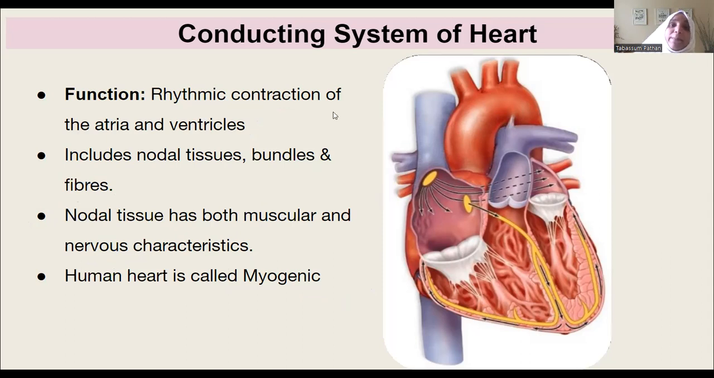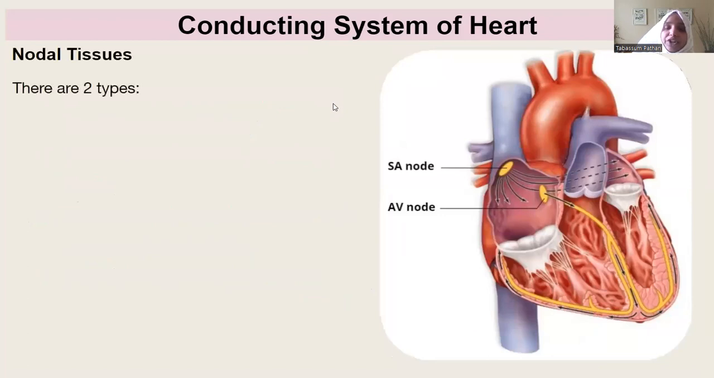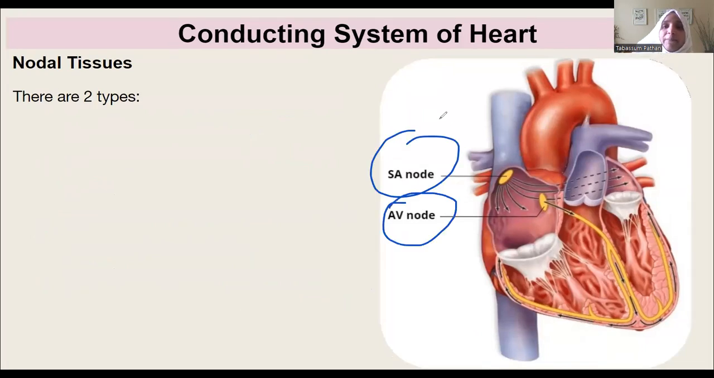Now we see what the parts of the conducting system of the heart are. The first part is the nodal tissue, which is of two types, as you can see in the diagram: the SA node and the AV node. Here the SA node is located, near the superior vena cava in the auricle, or the atrium. The AV node is located somewhere in between all these four chambers, somewhere over here.